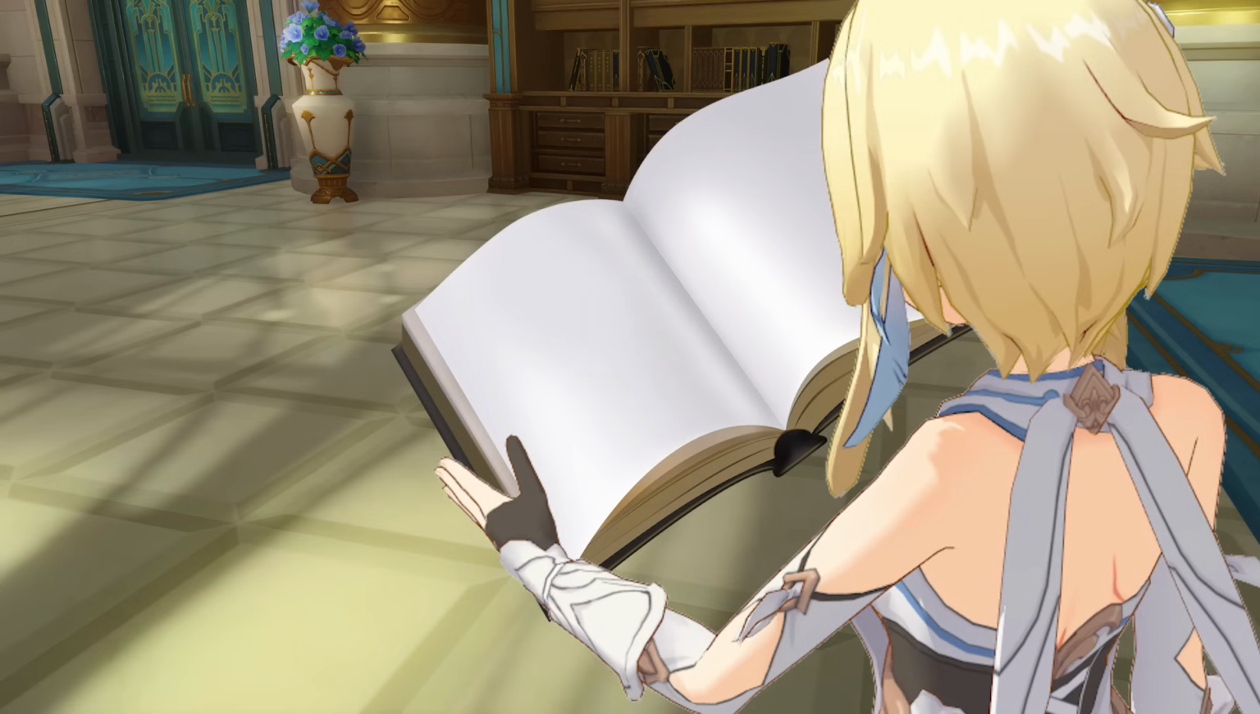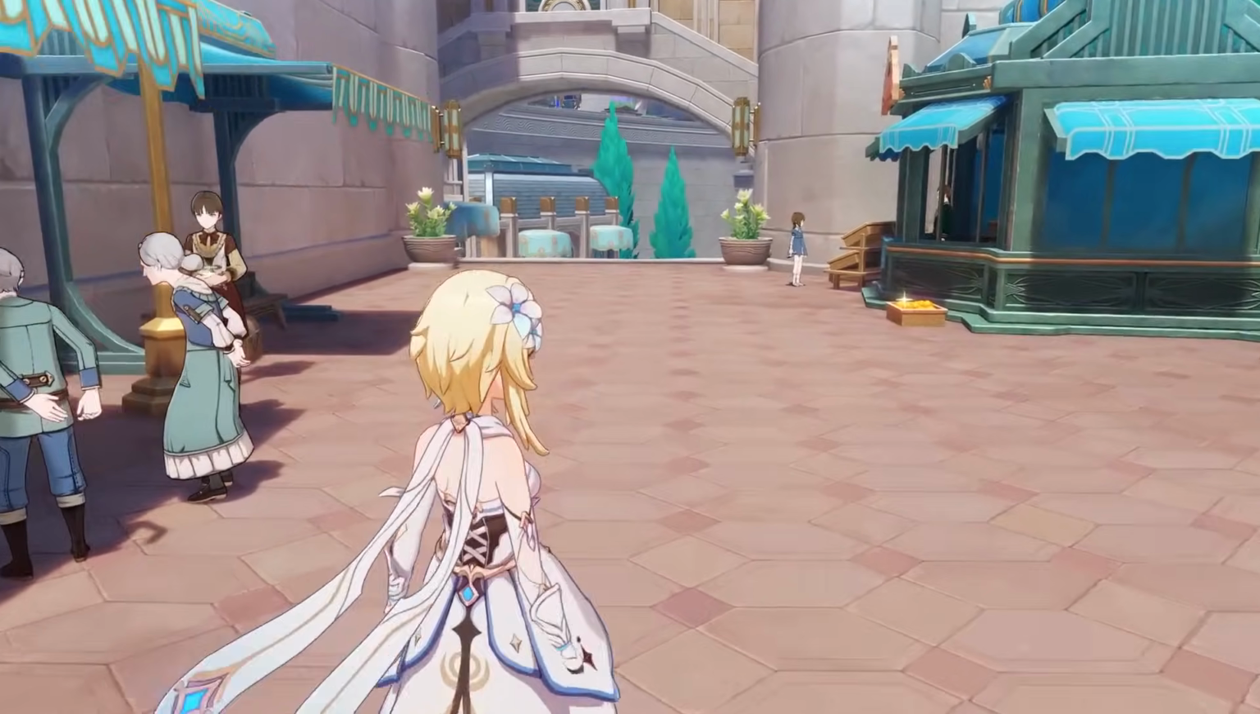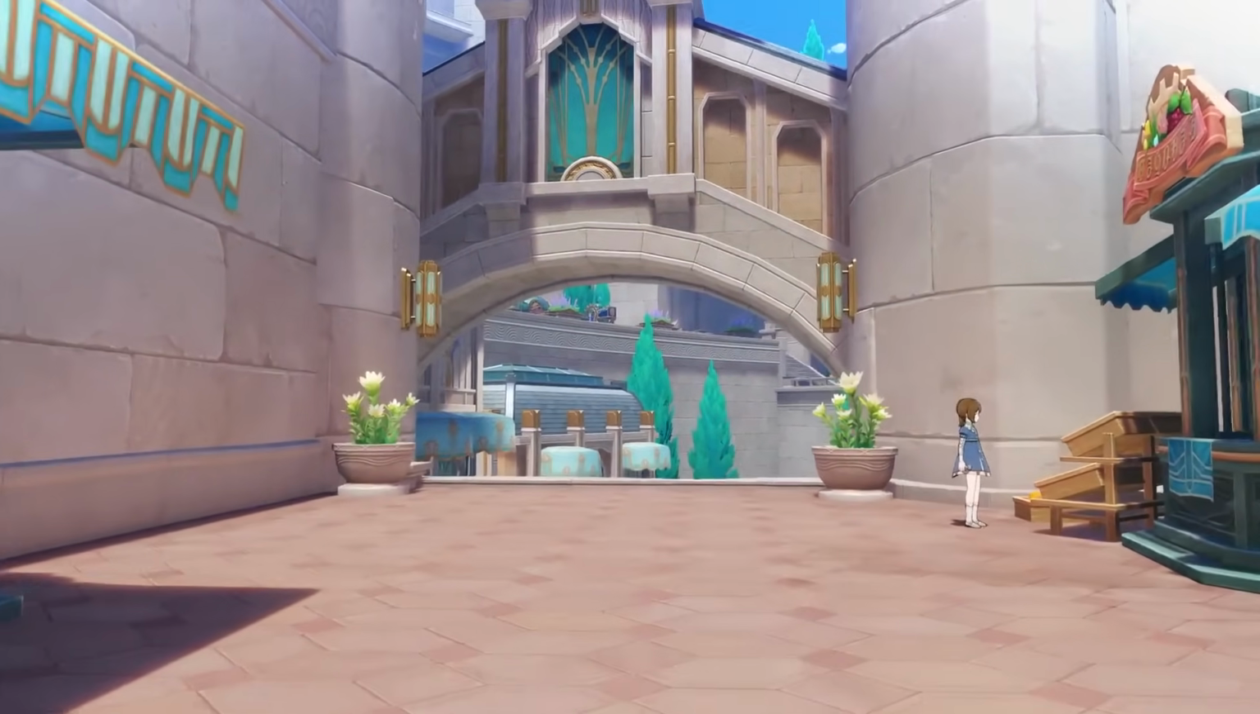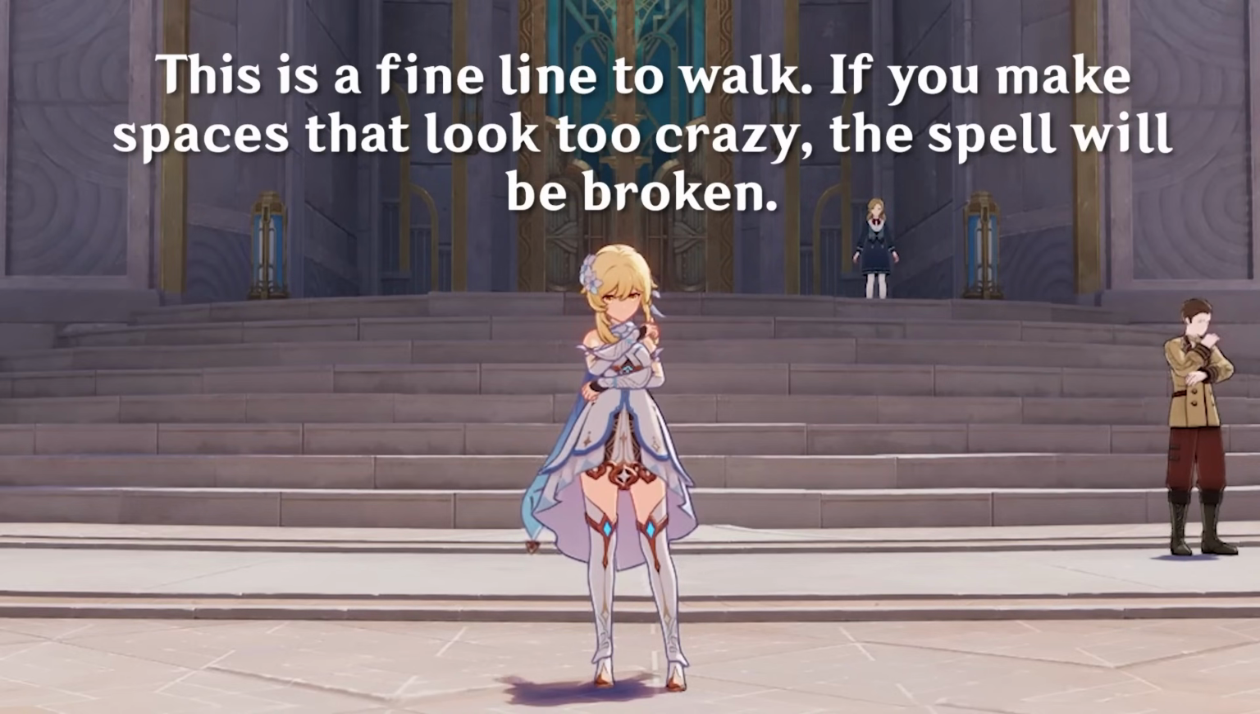We can shift things around, design impossible buildings and materials, and composite the scenes in a way that doesn't necessarily make sense, but that conveys what we want to express. This is a fine line to walk. If you make spaces that look too crazy, the spell will be broken."